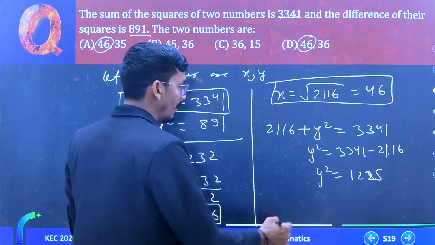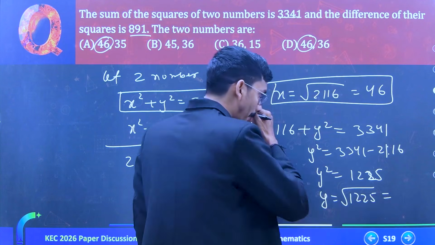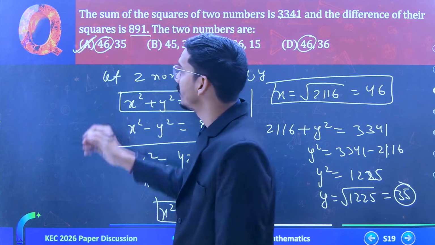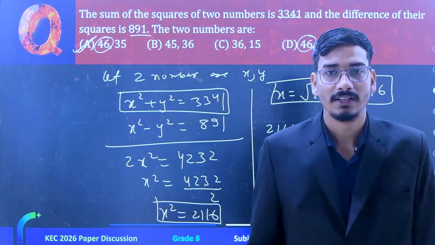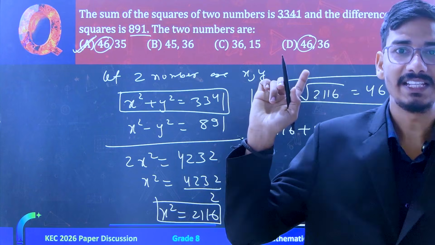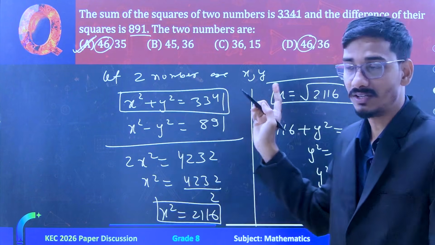1225. So what is the value of y, beta? The square root of 1225, that is nothing but 35. So according to this, which option is correct? Option A. Okay? This question is also from your classmate copy. If you see the question, you will find this question in your class.